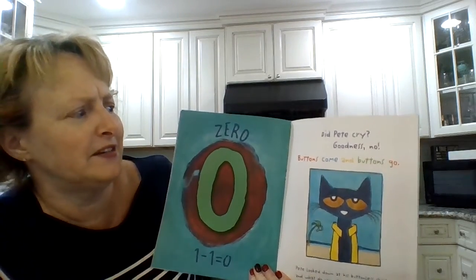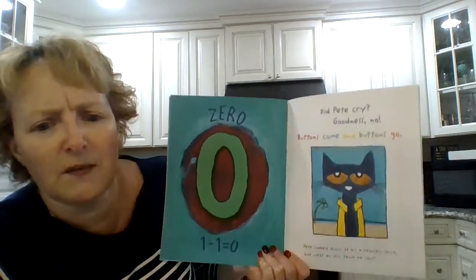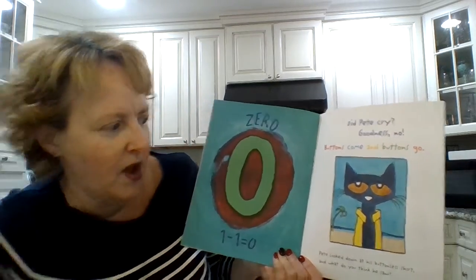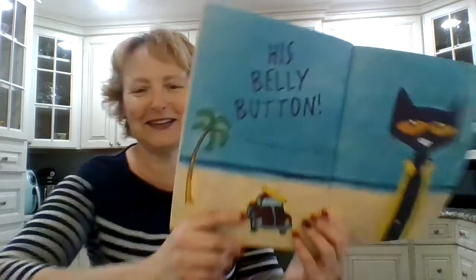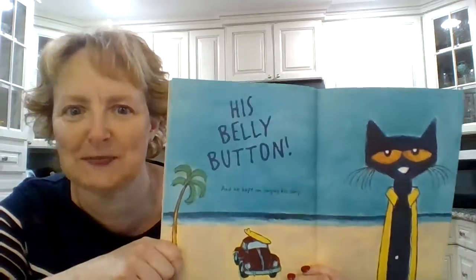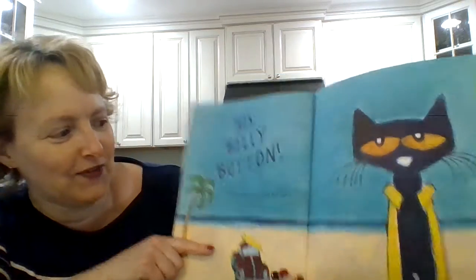Did Pete cry? Goodness, no. Buttons come and buttons go. Pete looked down at his buttonless shirt, and what do you think he saw? Let's see. Guess what he saw? Because his shirt isn't buttoned. He saw his belly button. Isn't that funny? And he kept on singing his song.